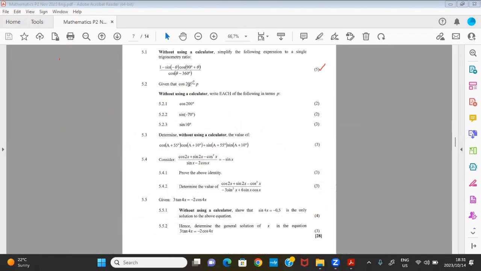So let cos of 20 degrees equal P. This is what we are given: cos of 20 degrees is equal to P. Then they say, without using a calculator, write each of the following in terms of P. When you have something like this, what we are going to start with, first of all, is to draw ourselves a triangle, right?